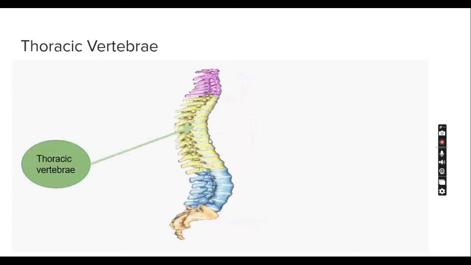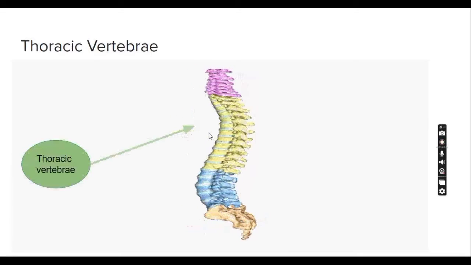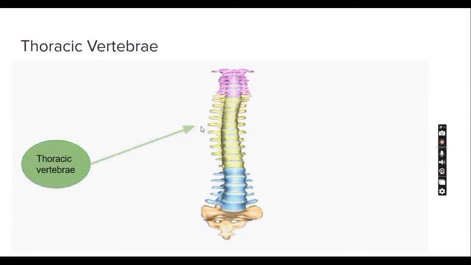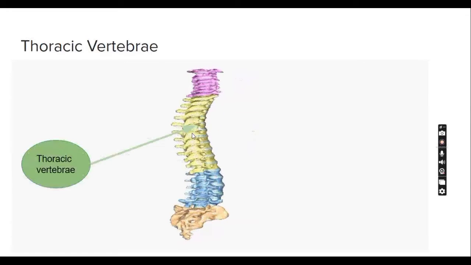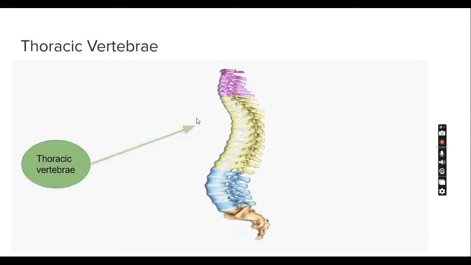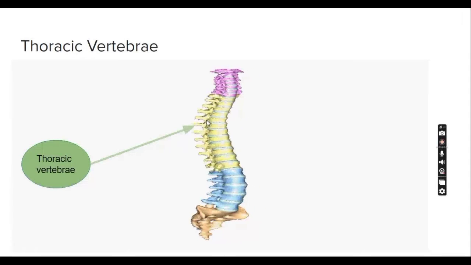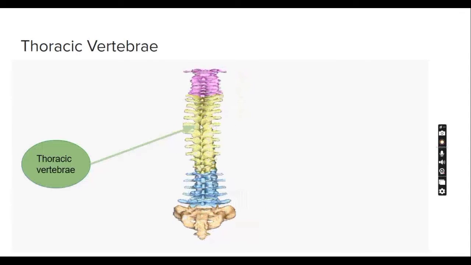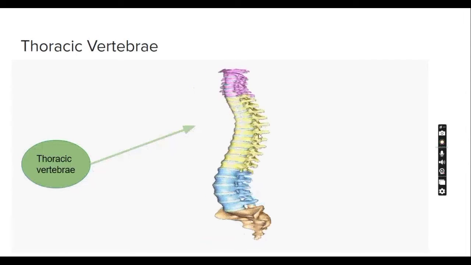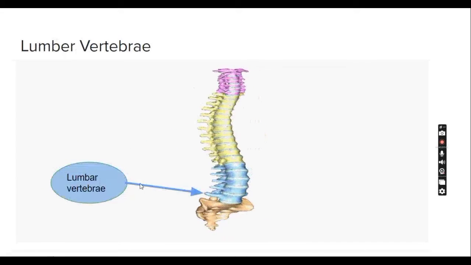Next are the thoracic vertebrae. Thoracic vertebrae are found in the chest region. These vertebrae are the rib-carrying vertebrae and have a large spinous process. This one is the thoracic vertebrae. The third one is the lumbar vertebrae.